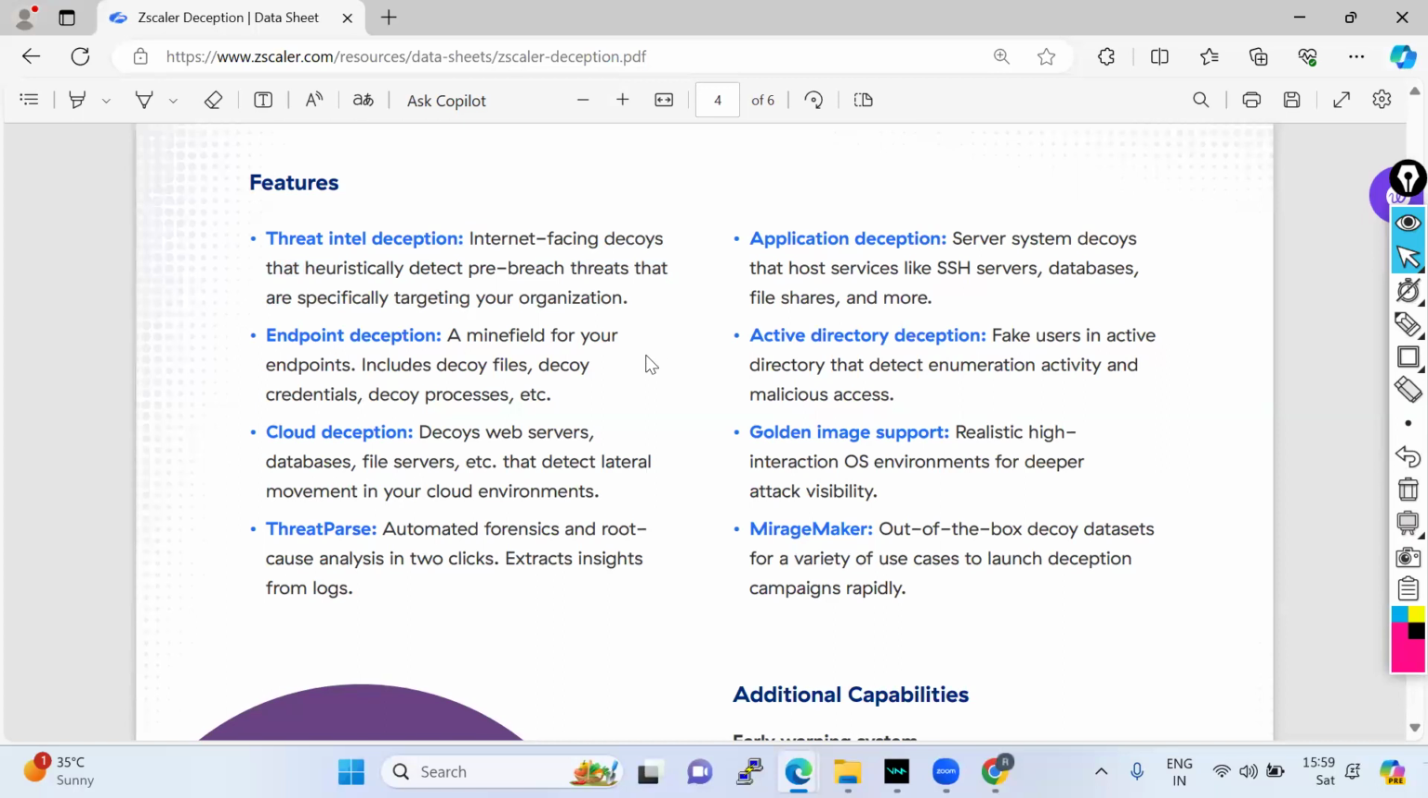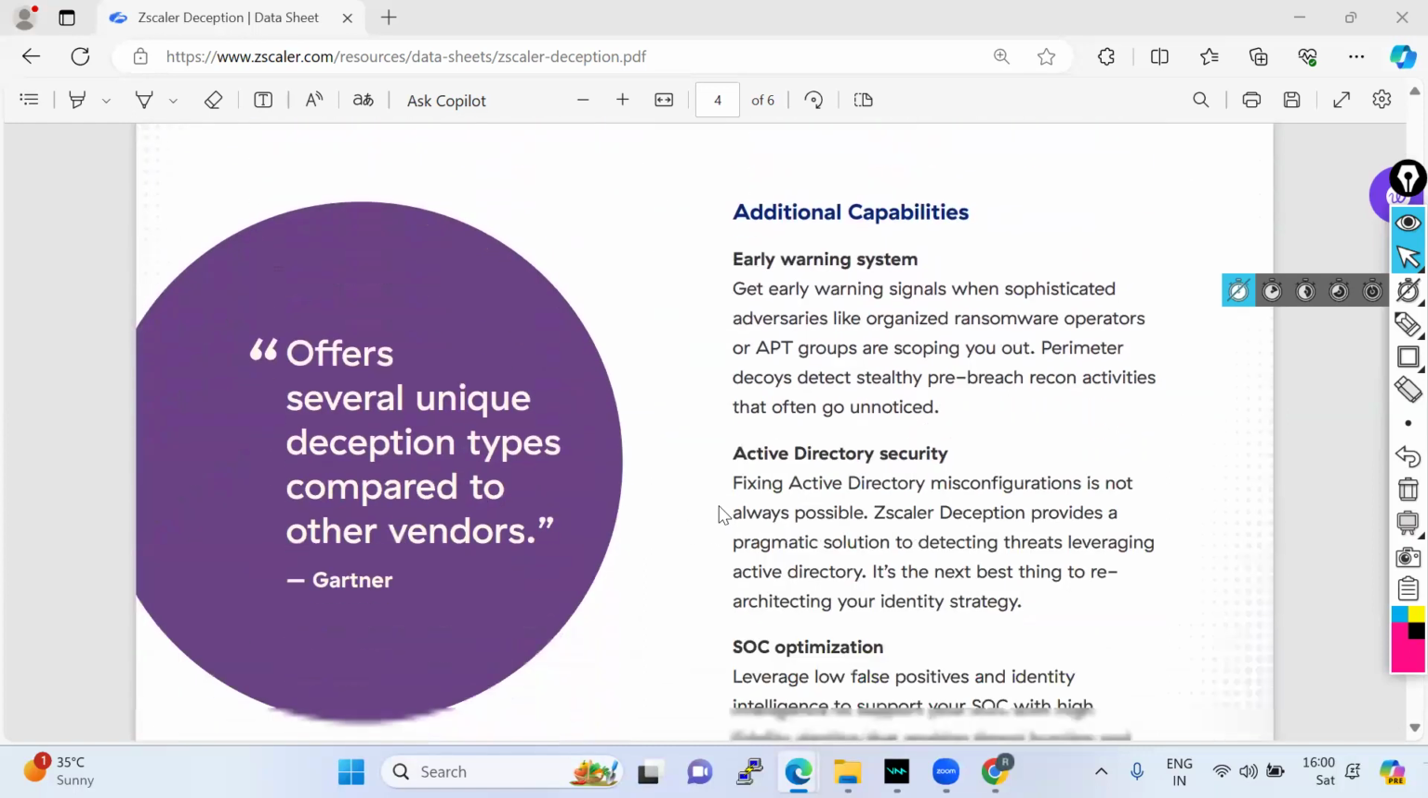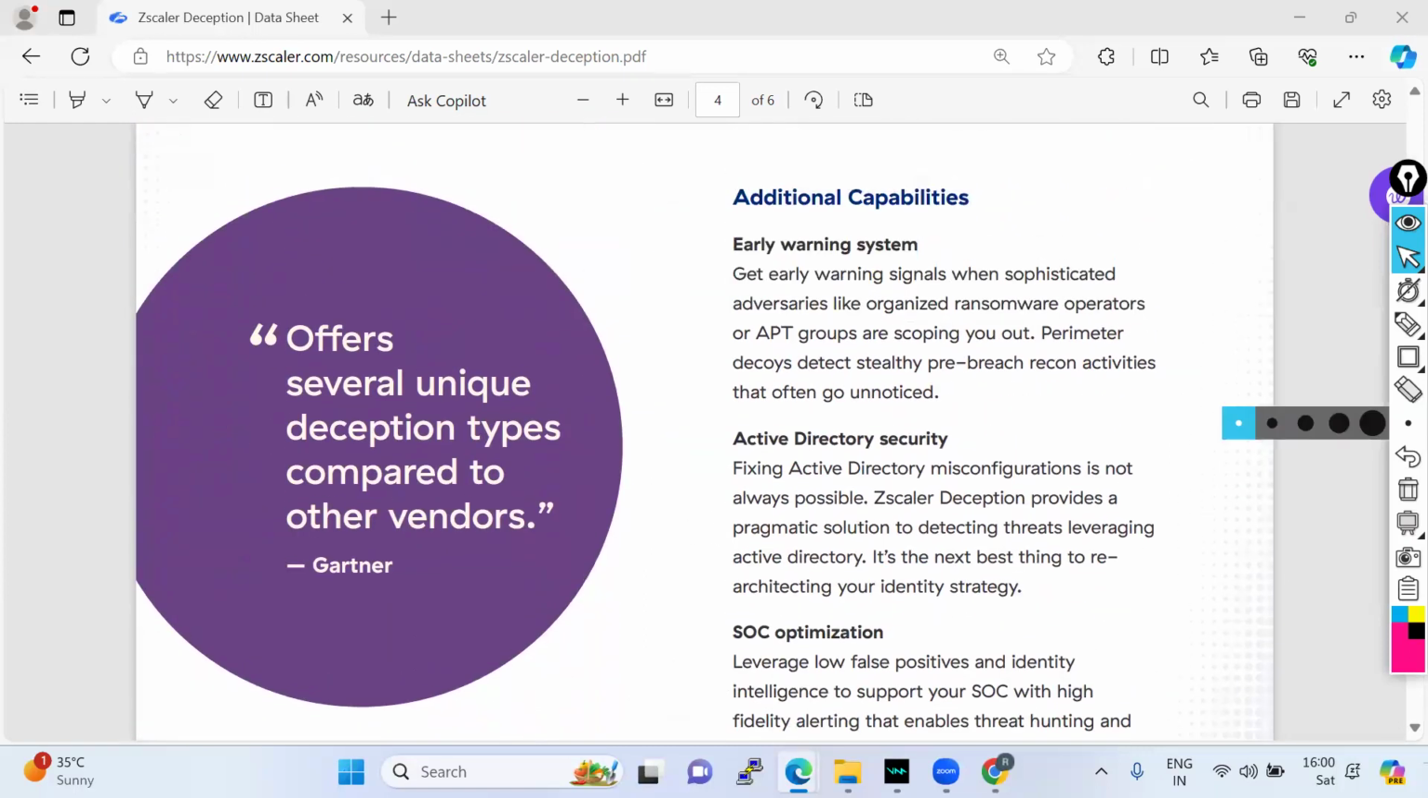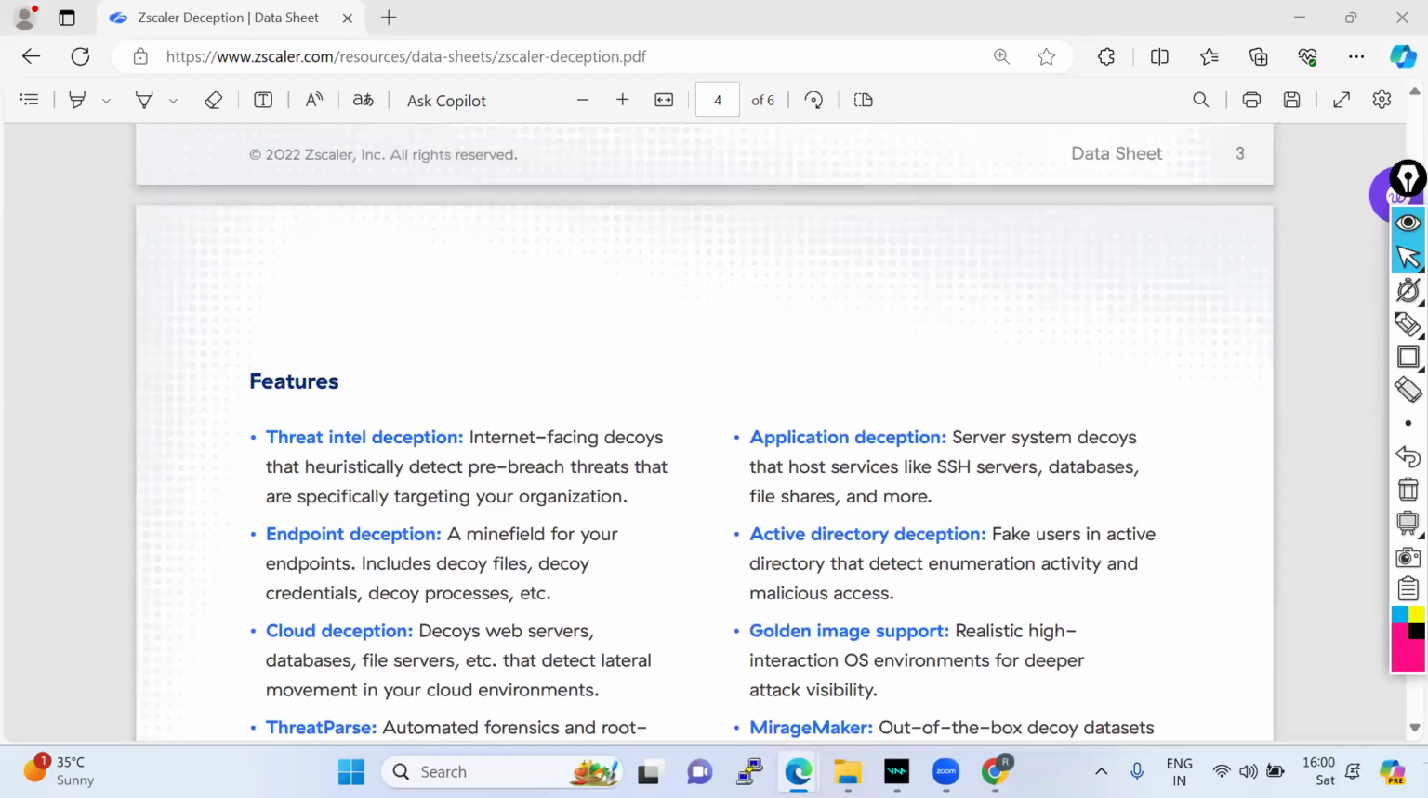Endpoint, like your end machines, right? So again, endpoints include decoy files. It is going to include your endpoints. So basically, cloud deception, endpoint deception, everywhere there is a decoy, and this decoy is going to help achieve all of Zscaler Deception. So I hope this concept is very useful, and at least you understand what Zscaler Deception is and why it is very useful for us.